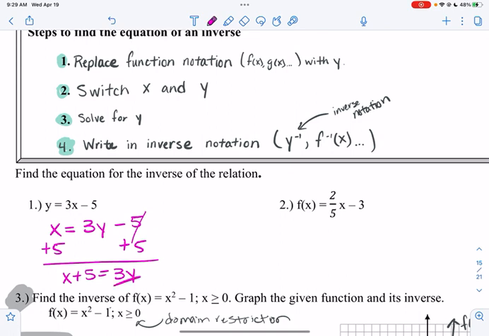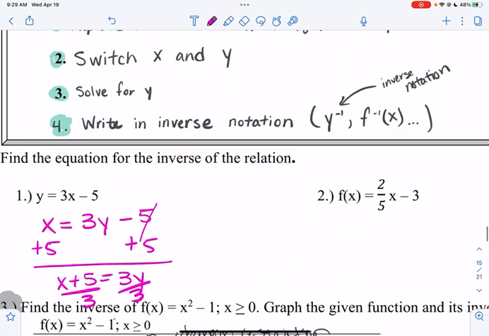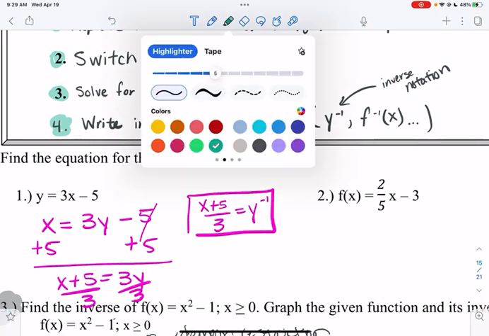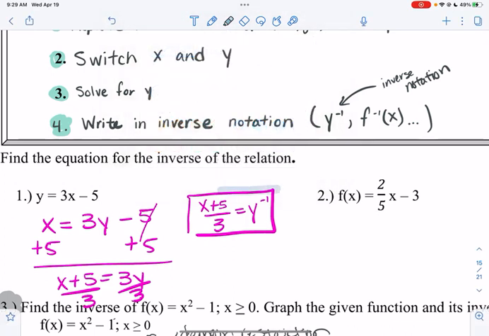And then since we've got 3 times y, we need to divide each thing by 3. So we can keep that as one big fraction. x plus 5 divided by 3 equals y. So instead of leaving it as y, we're going to write y to the negative first. Just note that that's the inverse, not the original function.